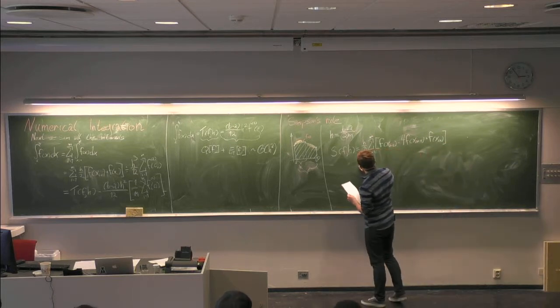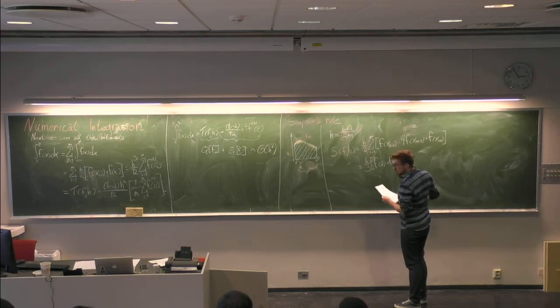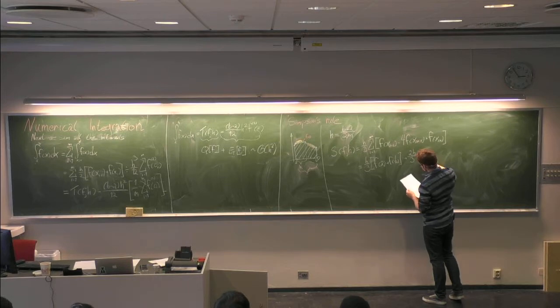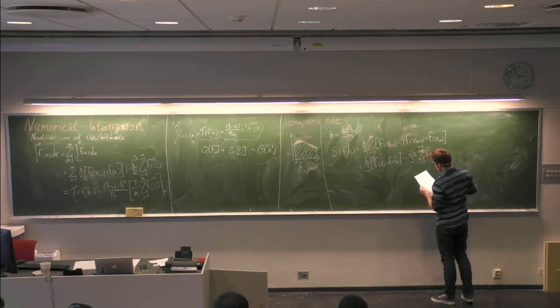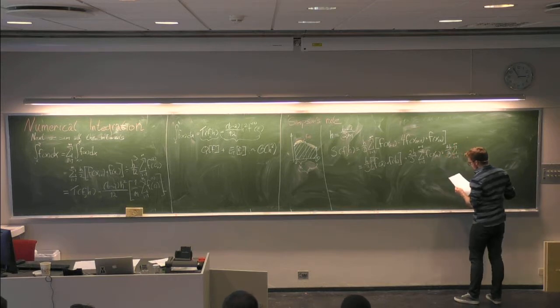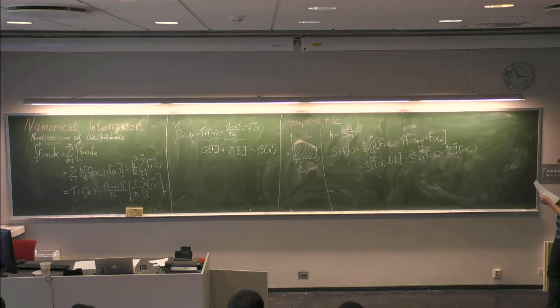So again, we can rewrite this sum and end up with the endpoints f of a plus f of b, as with the trapezoidal rule, plus 2h over 3 times the sum from i equals 1 to m minus 1 of f of x_{2i}, plus 4h over 3 times the sum from 1 to m of f of x_{2i-1}. Let me just double check. Yes.